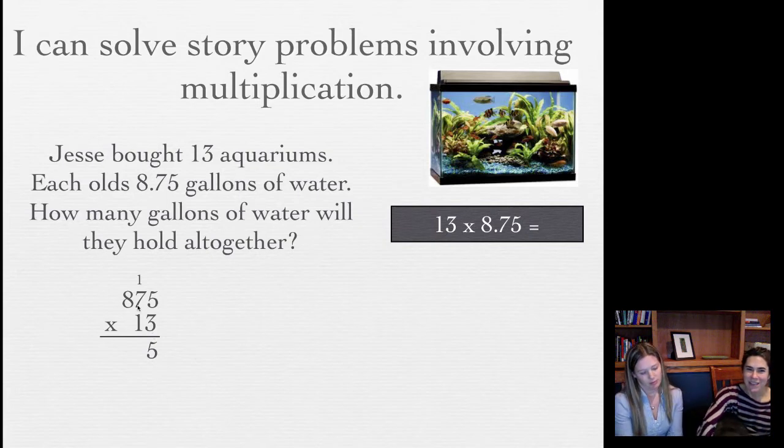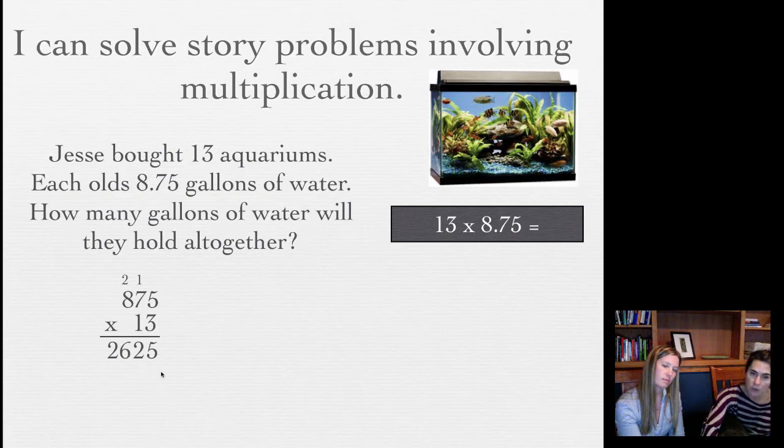3 times 7 equals 21, and we have to add our 1 here. We're going to carry over this 2, and we get 22. And then 3 times 8, our hundreds place value, is 24, and we're going to add our 2, so we should get 26. And then, of course, add our 0, because now we're moving to the tens place value. And this one's a lot easier.